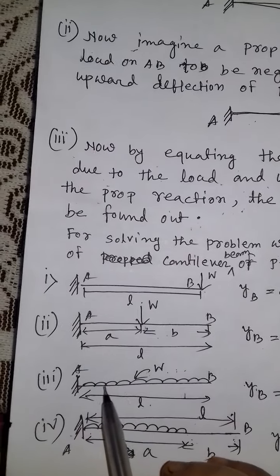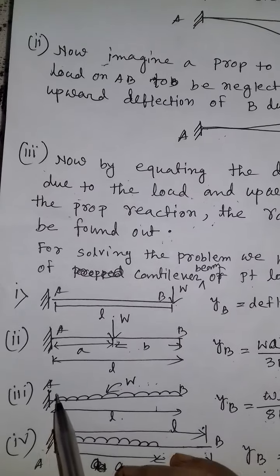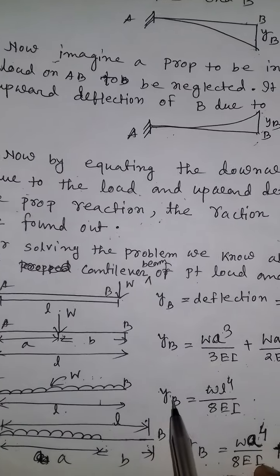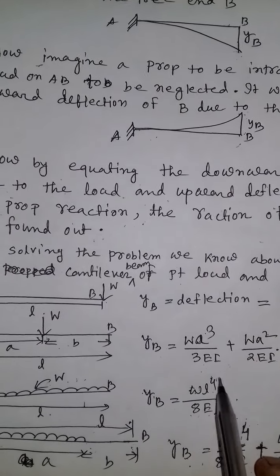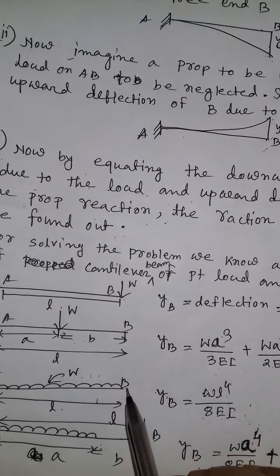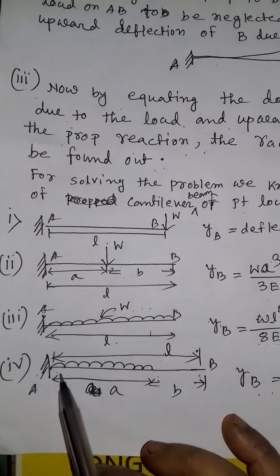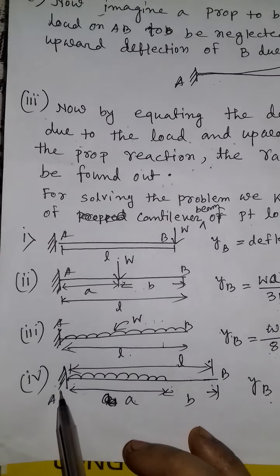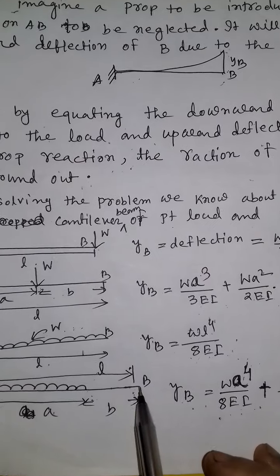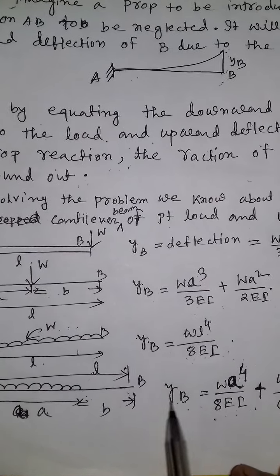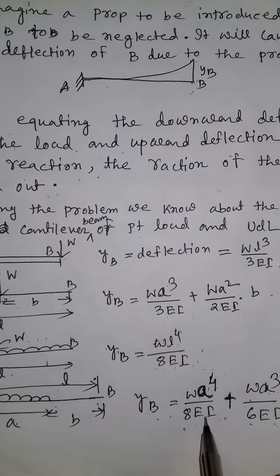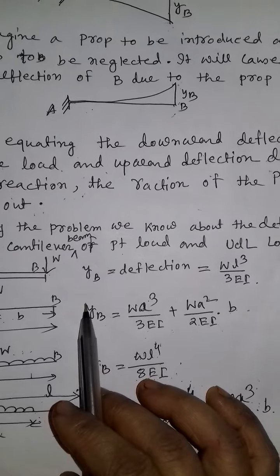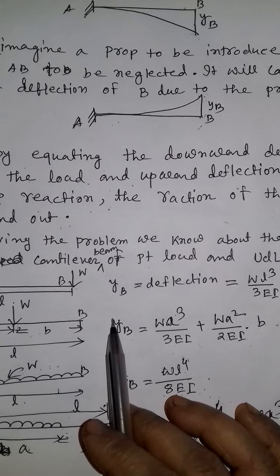Next, if we provide the UDL on the cantilever, W is the load intensity, so YB is equal to WL to the power 4 by 8EI. This is the deflection at B. Now you have to provide it this way. Suppose the UDL is at a distance of A from the fixed point. So the deflection at B, YB, equal to WA to the power 4 by 8EI plus WA cube by 6EI into B. This we have to remember for solving the problems.